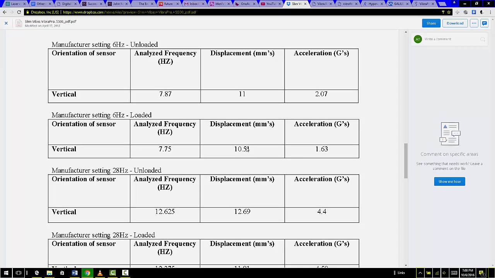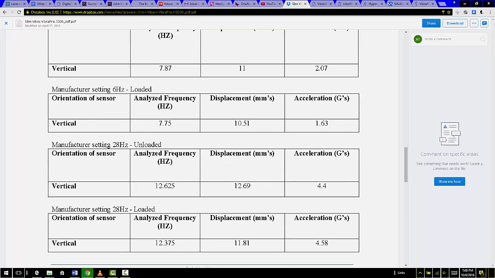All right, here's a loaded test. It's normal to see a slight decline in displacement when somebody stands on it. Normal. A slight decline in G-force, it's about a normal decline. But note, 1.63. All right, ooh, let's cruise at 28 hertz. That sounds impressive, and believe me, folks, 28 hertz is actually pretty intense if you can pull that off on a machine. Anyways, wait a minute. Analyzed frequency, 12.625. But I thought I was cruising at 28 hertz. No, lo and behold, it's actually 12.625.